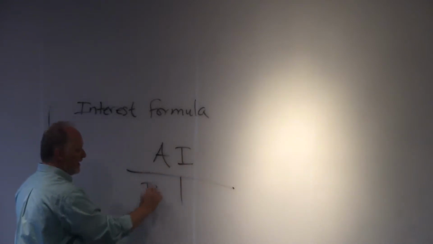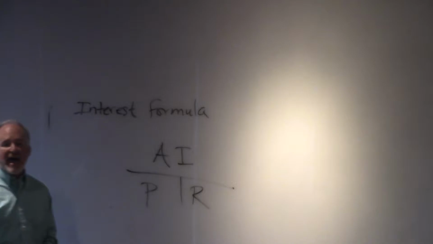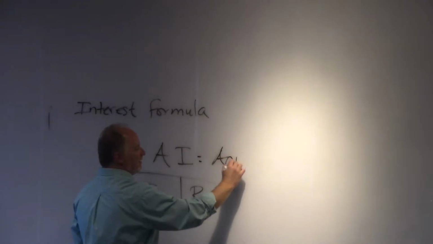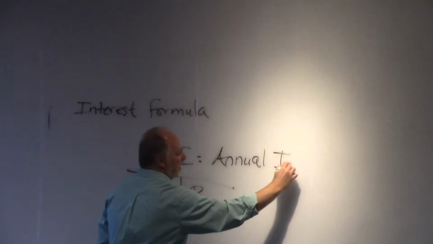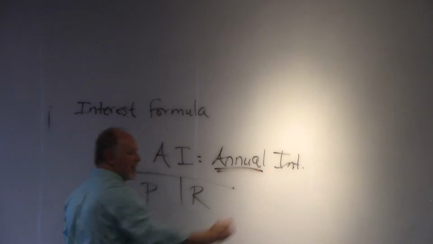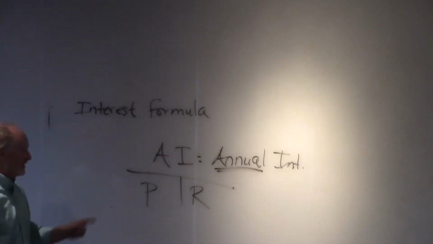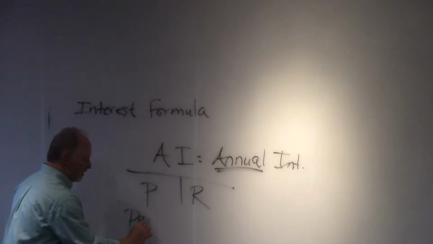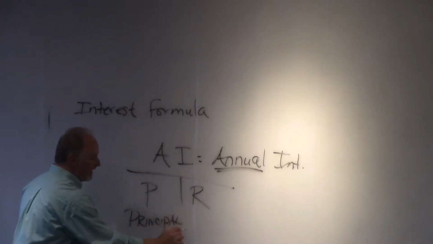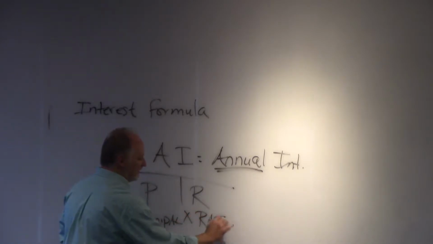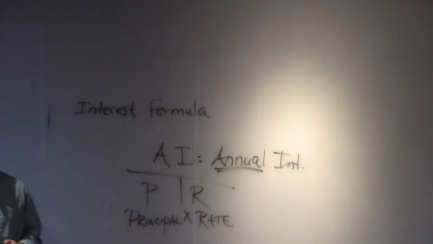What I would suggest you do is use a T-bar that looks like this. AI over P times R. AI, which stands for annualized interest. If it makes you feel better, just use annual interest, that's okay. Keyword being annual. Annual interest equals principal times rate. Okay? Annual interest equals principal times rate. You with me so far?